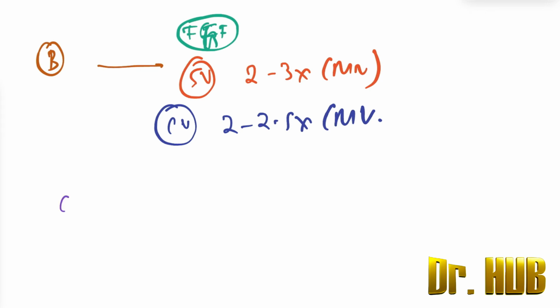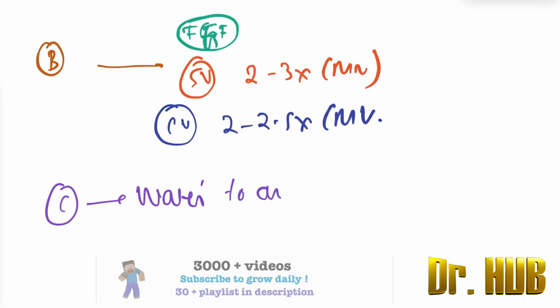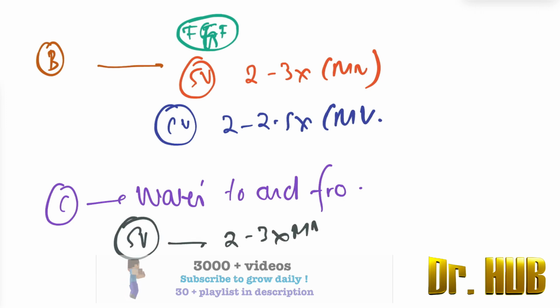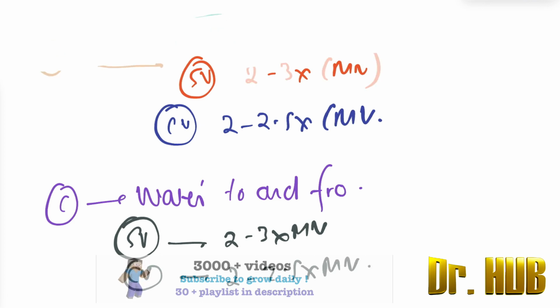Next, we move on to type C. Here the other name is Waters to and fro. So what is the spontaneous ventilation? The spontaneous ventilation here is about 2 to 3 times the MV, and the controlled ventilation is also about 2.5 times the MV. So this is the type C.